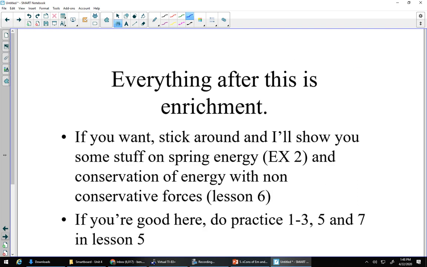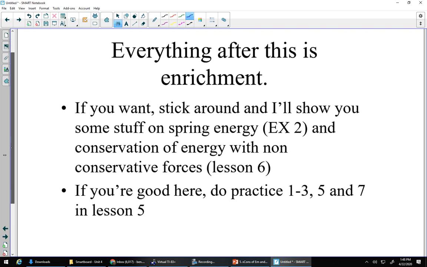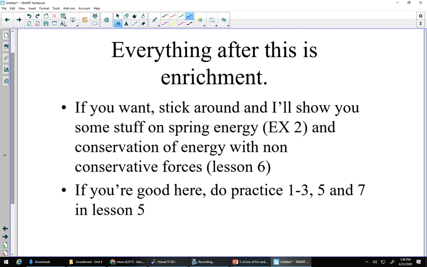Everything after this is now enrichment. So if you want to stick around, I'll show you some of this. I'm going to go through it real quickly. So I think this is technically example 3. But real quickly, lesson 6, same idea. It's enrichment. Lesson 6 is conservation of energy, but now we're adding friction force and work done by applied forces and things like that. So a little bit trickier. If you're good here, though, you can put the video on pause or stop and practice these particular questions out of your workbook, out of lesson 5, 1 to 3, 5, and 7. And we'll say goodbye for now. If you want to stick around, well, stick around.